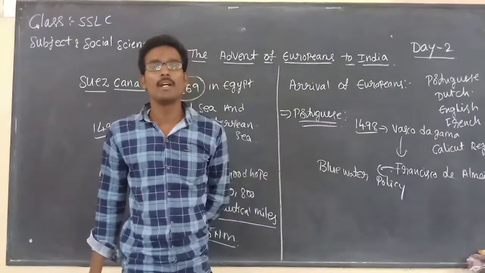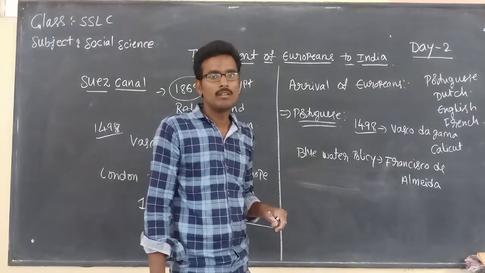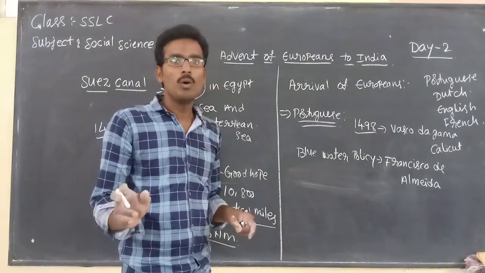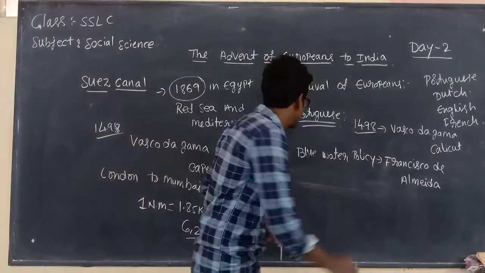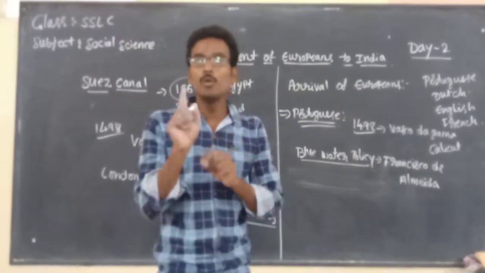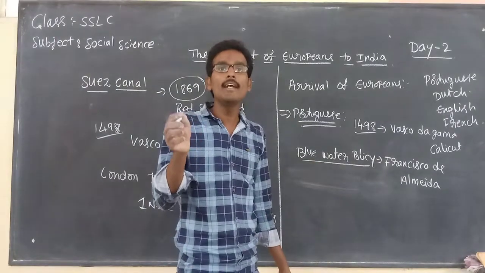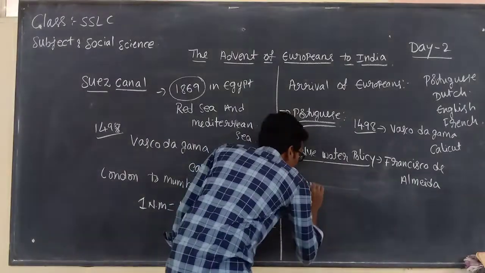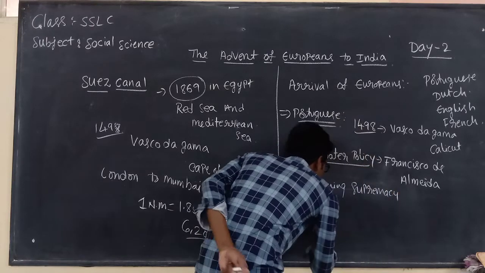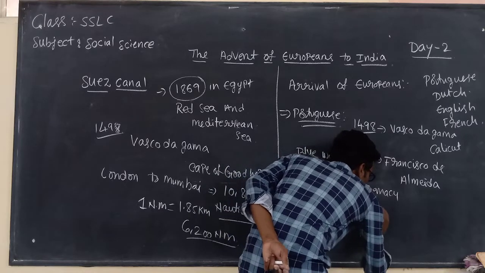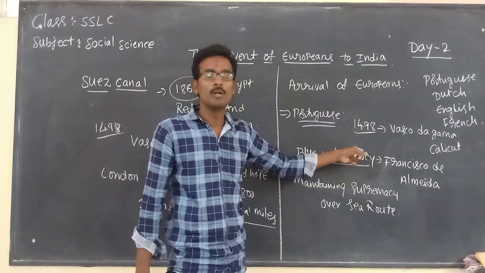Blue Water Policy was implemented by Francisco de Almeida. So children, the person who arrived in India as a viceroy from the Portuguese government, Francisco de Almeida, implemented one policy known as the Blue Water Policy. Here you may get one question: what is meant by Blue Water Policy? Blue Water Policy is nothing but maintaining supremacy over the sea route rather than the land route.